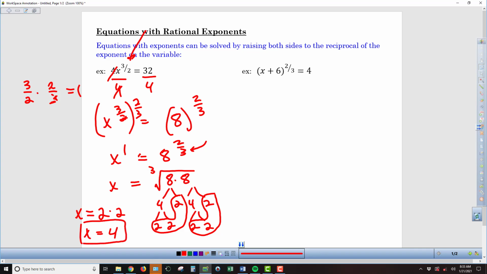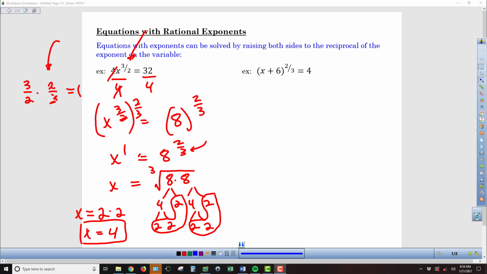So the approach we take is to isolate the x, and then we raise both sides of the equation to the reciprocal exponent, taking advantage of the fact that when you multiply reciprocals, which is what you do when you raise an exponent to an exponent, you're going to get 1. So then we just get x, and then we can solve using our simplifying techniques.